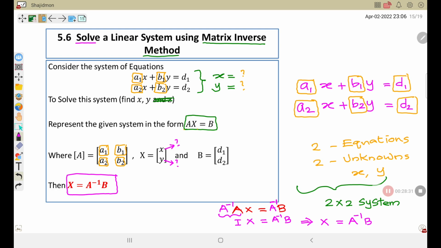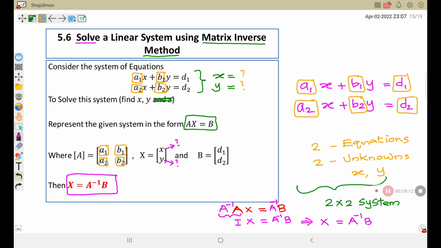So what are the terms here? You can see capital X means x and y, column matrix. A inverse, you know how to find the inverse of the A matrix. A matrix means the coefficient matrix. So you know how to find the inverse of a coefficient matrix, correct? We studied that just before. Multiply with the B matrix. B matrix means that constant matrix, D1 and D2. So A inverse matrix multiplied with B matrix, you will get the solution of that 2 by 2 system. So this is the idea behind how to find the solution, correct? Solving the linear system of equations.